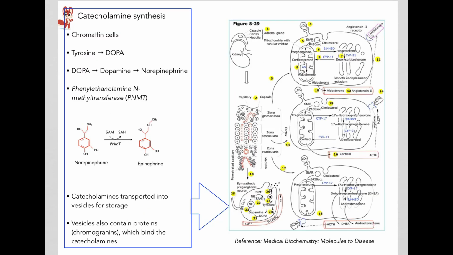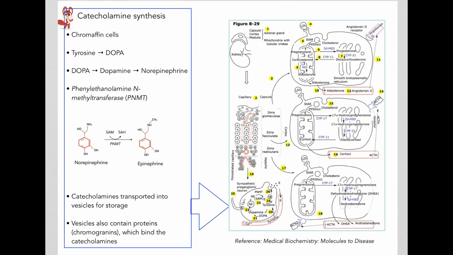A few words about the synthesis of catecholamines in the chromaffin cells of the adrenal medulla. Catecholamines are made from the amino acid tyrosine. So this amino acid tyrosine is converted into DOPA, and then DOPA is converted into dopamine, and then the dopamine is converted into norepinephrine.